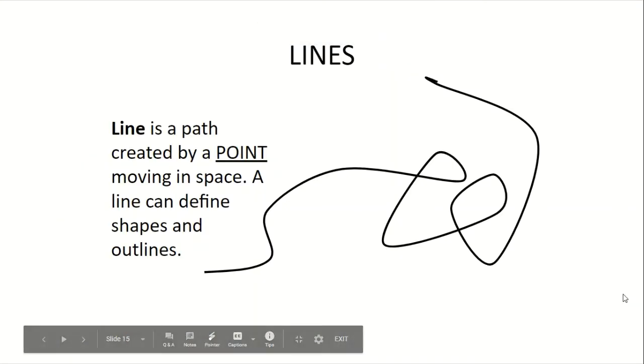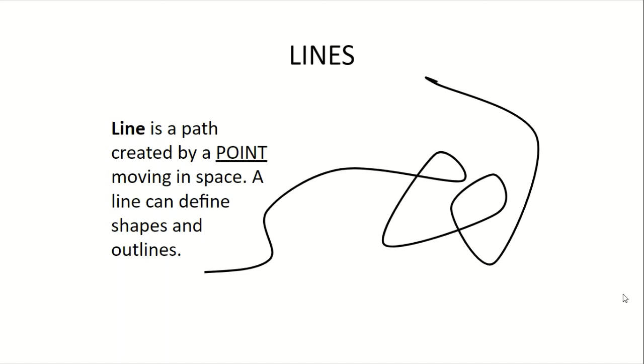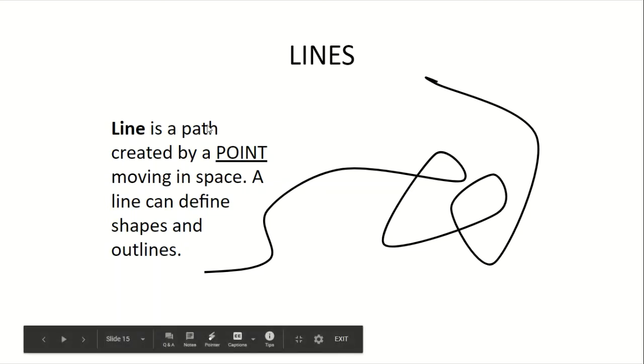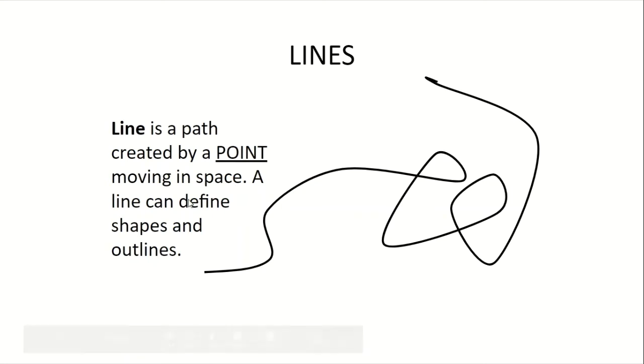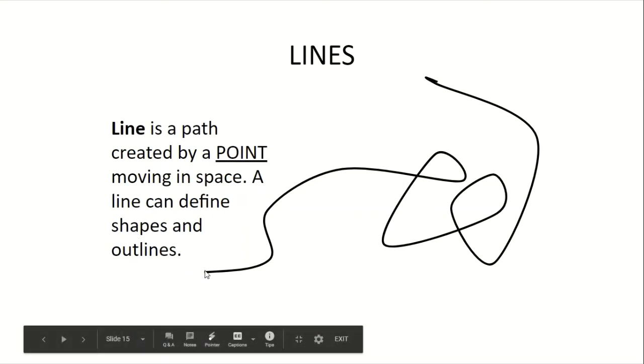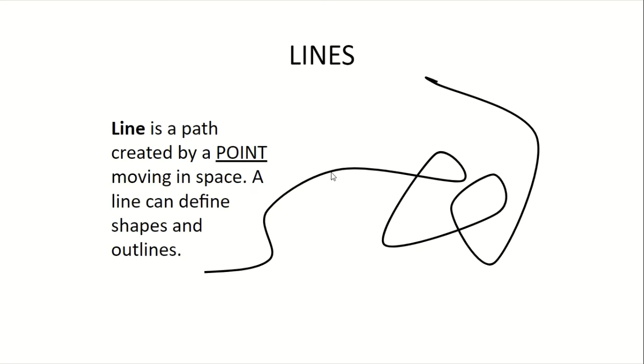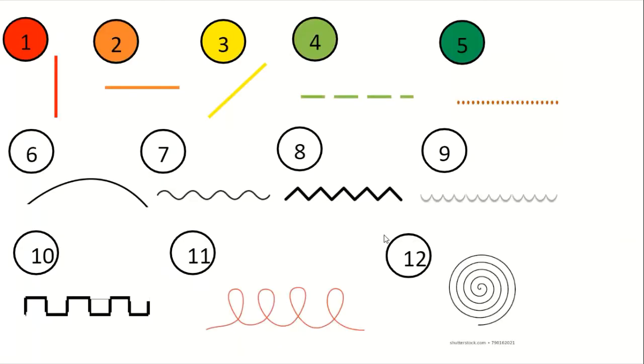Okay, so let's get into some of this vocabulary. Lines. Now, we've already talked about lines a few times within the school year, but a line is a path created by a point moving in space. So a line can define shapes and outlines. So guys, simply a line starts with a point, and from that point, if you move it through space, you have a line, okay? Now, there are all different kind of lines that we can talk about.